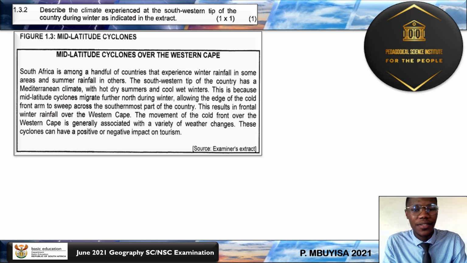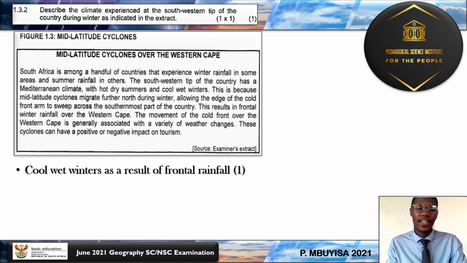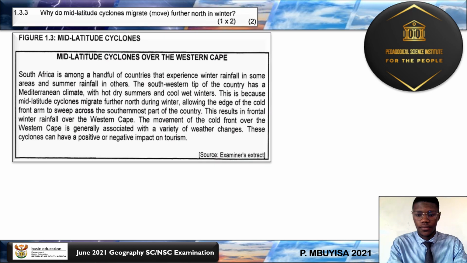Describe the climate experienced at the southwestern tip of the country during winter as indicated in the extract. So in the extract, they showed you that during winter, you always have cool, wet winters as a result of frontal rainfall. So that is a description of the climate. Okay, next question. Why do mid-latitude cyclones migrate or move further north in winter?